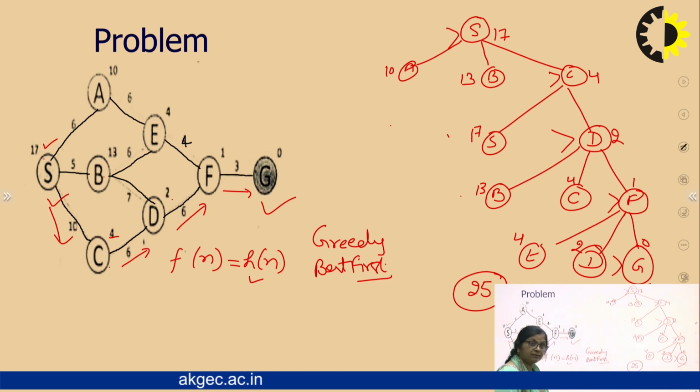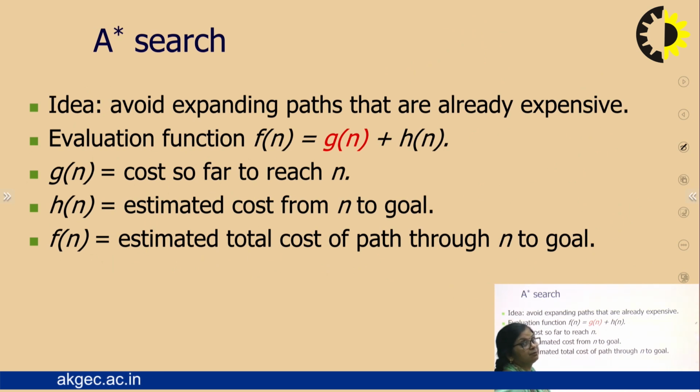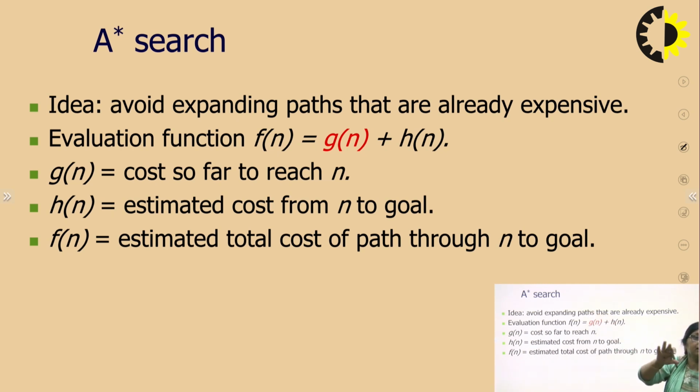So now let us firstly revise the A star search method. So what was there in greedy best first? We were taking evaluation function simply as the estimate from current node to the goal, that is h(n). Now in A star, we try to avoid the paths which are already expensive. It means we will consider that cost also which we have paid to reach this intermediate node. In the previous method, greedy one, we were not considering the cost that we have already paid to come to an intermediate node. So in this, we will calculate that also.